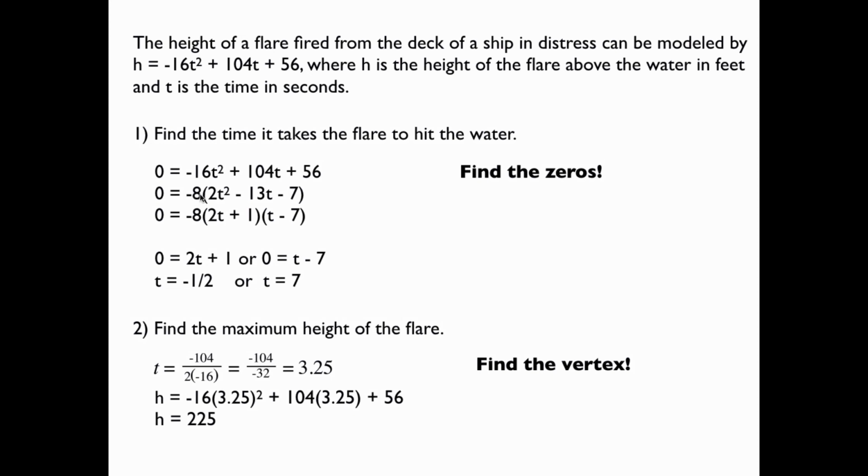So I factored out a negative 8. I looked at the trinomial that resulted, and I quickly was able to factor it into 2t plus 1 times t minus 7. Using the zero product property, I was able to determine the zeros are t equals negative 1/2 or t equals 7. Now, we know that this function only models the height of the flare after it was fired. So a negative value for time wouldn't really make sense in this context, so we can go ahead and ignore this value. So that leaves us with t equals 7, which means it took 7 seconds for the flare to hit the water.